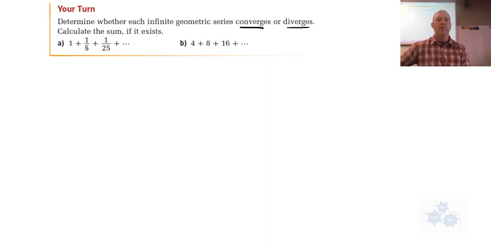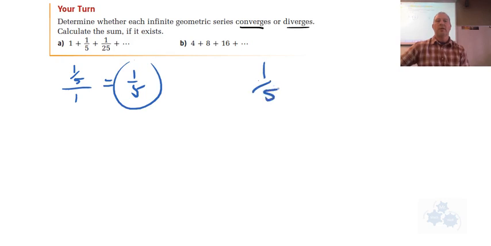So 1, 1/5, 1/25. Do these numbers appear to be getting smaller? Yes. 1/5 divided by 1 is 1/5. Is 1/5 in between -1 and +1? Is that true? Yes, it is. So r is between -1 and +1. This is convergent.